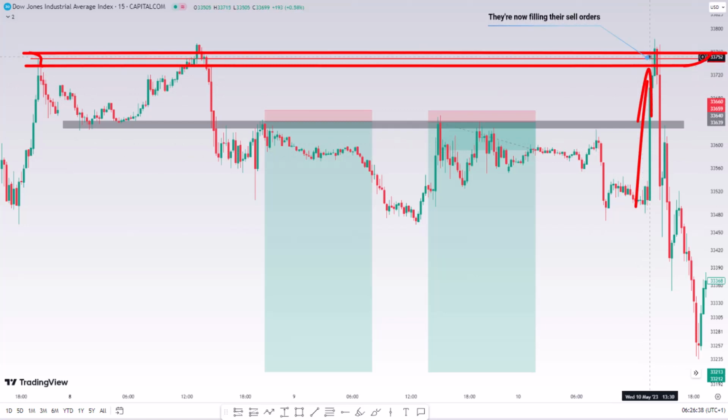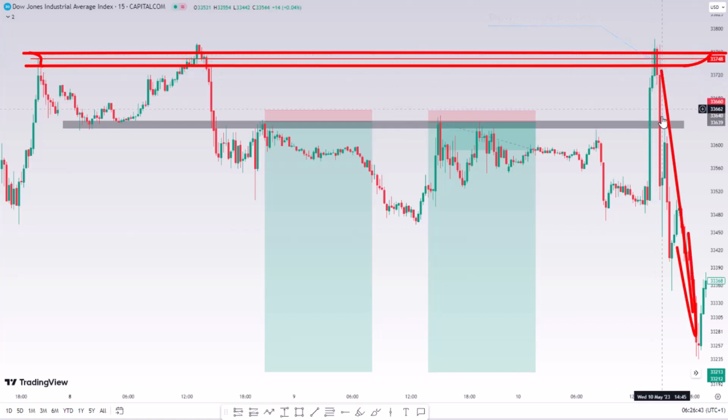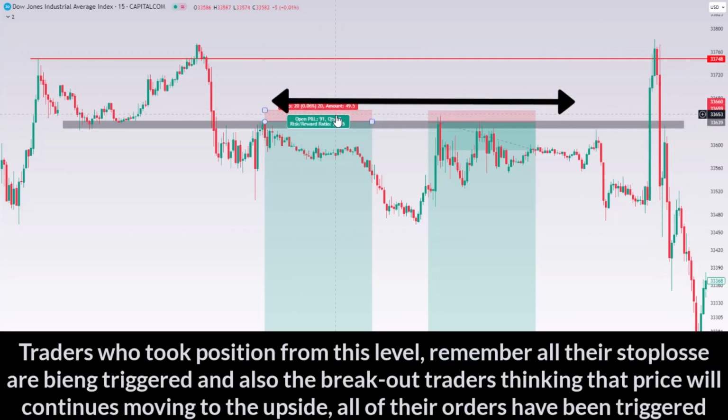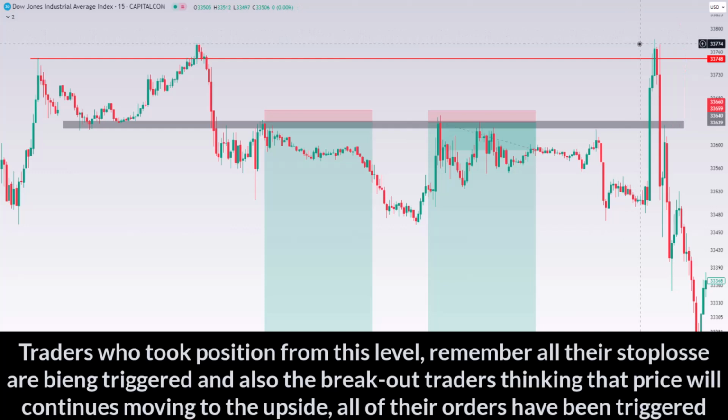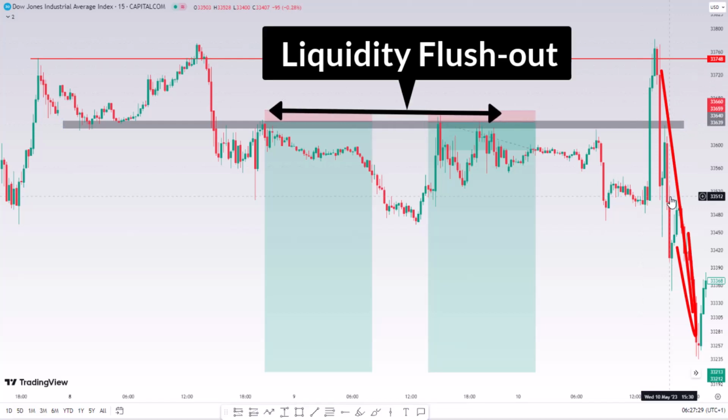Immediately their orders are filled, what happens? You will see the market gravitating to the downside with huge momentum and volatility. Traders who took positions from this level, remember, all their stop losses are being triggered. And also the breakout traders, thinking that price will continue moving to the upside, all of their orders are being triggered. And all that serves as liquidity to drive the market to the downside. This phenomenon is simply what we call liquidity flush out.